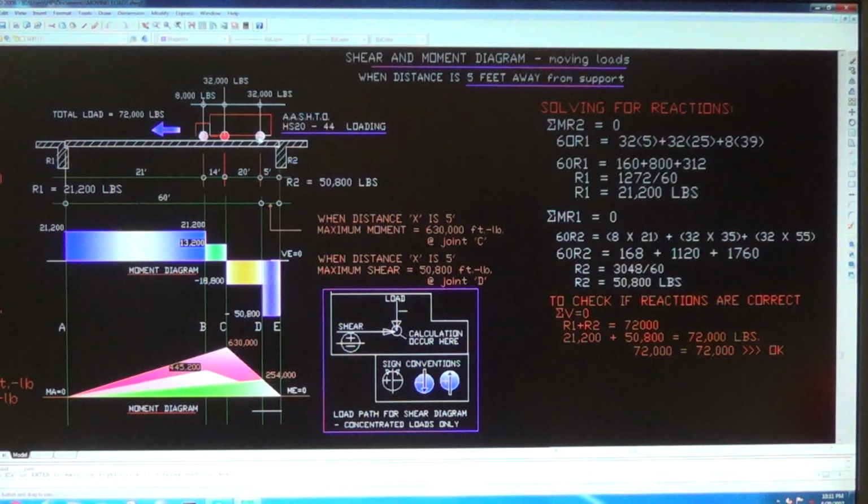Alright, so at 5 feet away from the support, see what happened. The total of this load is 72,000 pounds. Span of bridge is 60. The distance between the front and the middle wheel is typically 14 feet, and the distance between these two wheels is variable from a minimum of 14 up to a maximum of 30 feet. Here I choose 20, and here are the tools.